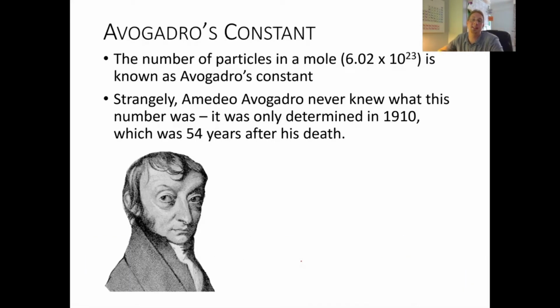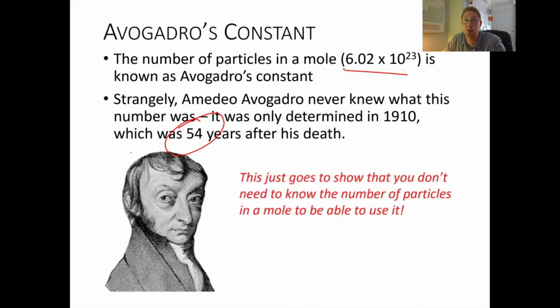You can begin to see why we use moles now, of course, because if we were describing the number of particles in every chemical, the numbers would be huge and unmanageable. This number that some of you may have quoted right at the start is known as Avogadro's constant, but it's worth pointing out that Amedeo Avogadro never knew this number. It was only determined 54 years after his death.